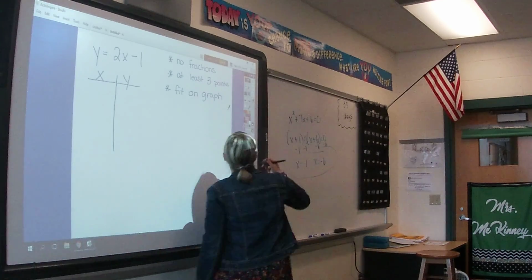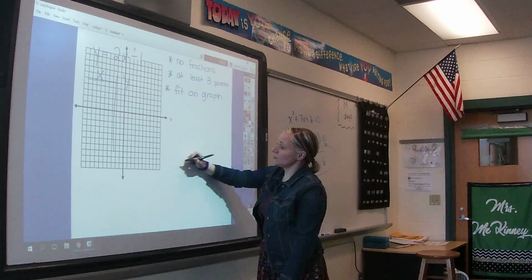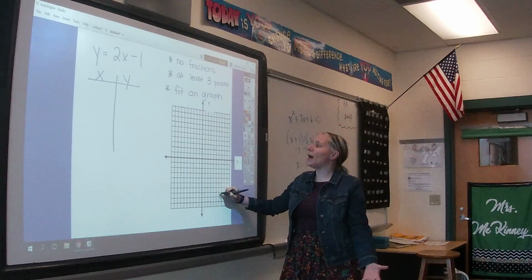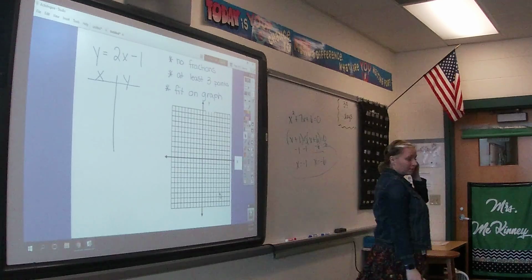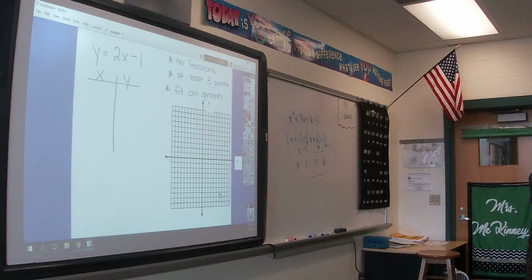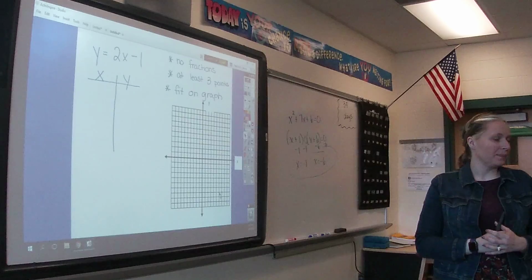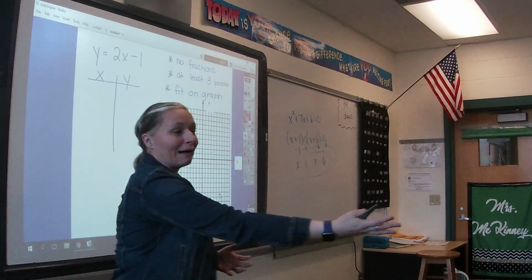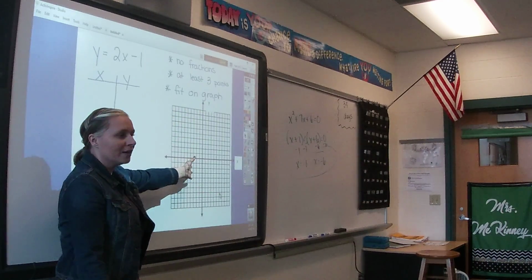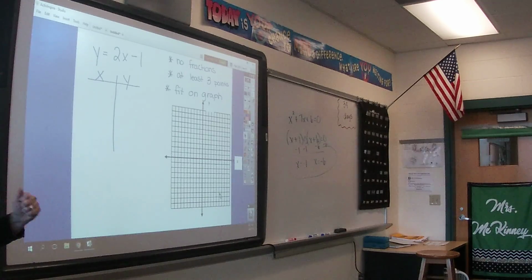So let's say for right now, we have a 10 by 10 graph to plot on. Would it be a good idea for me to choose an input value of 17? No, what's wrong if I pick 17? It's going to go off the graph, right? This is a 10 by 10 graph. I can't pick a number of 17. It won't fit.